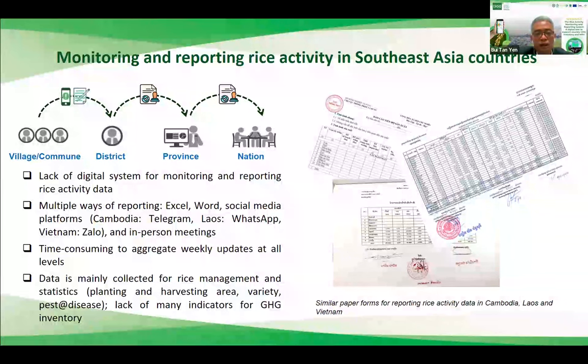And it's a lot of work because, as far as we see in Southeast Asia, rice activity data have to be reported weekly. So every week, at every level, one person has to work on the data entry. The data is mainly collected for rice management and statistics. It doesn't really include the information that is useful for the inventory. Therefore, to use those data for the inventory, a lot of assumptions have been made.